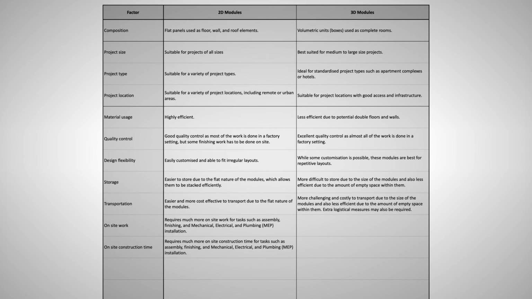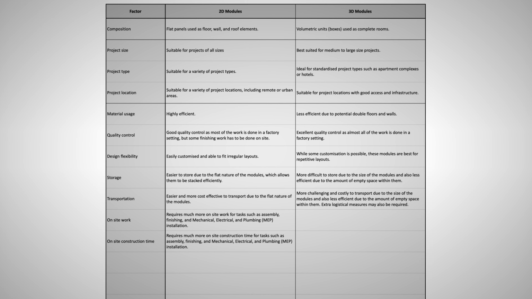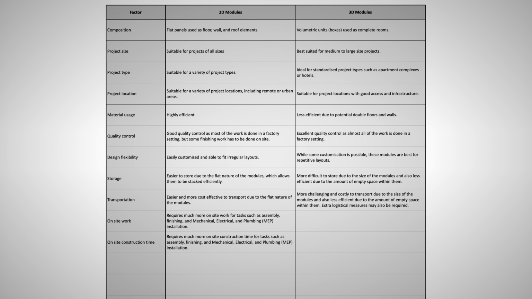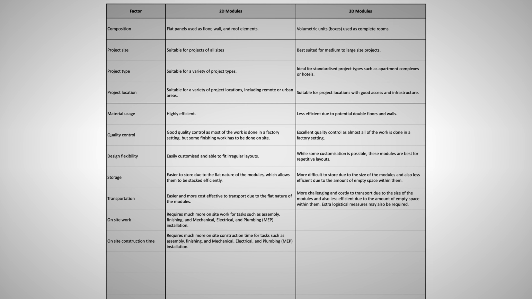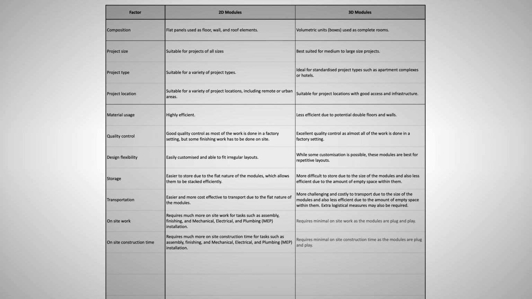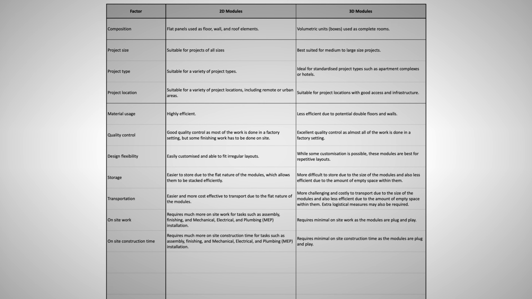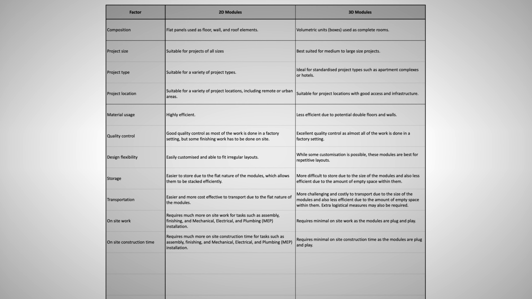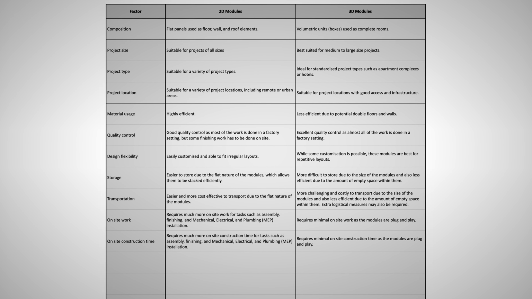Let's also discuss on-site work and construction time. 2D modules involve more on-site assembly and finishing, which increases construction time. In contrast, 3D modules are plug and play, minimizing on-site labor and dramatically reducing construction time.